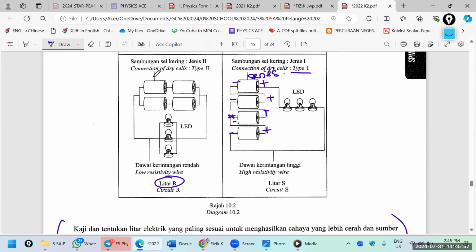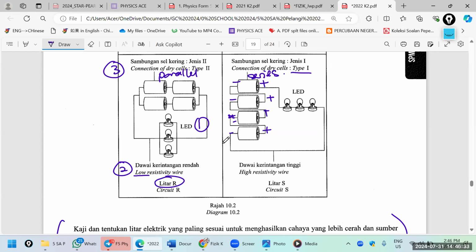Then this one is a parallel circuit. Actually, it's a combination of parallel and series, right? Now, here got 4 criteria. Number 1, you can say which one wherever. Number 1, LED. Number 2, low resistivity wire. Number 3, connection of the wire.